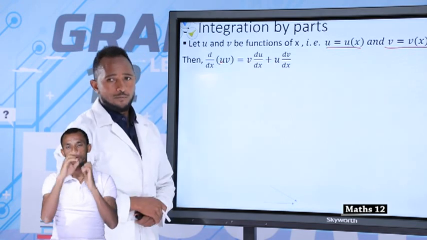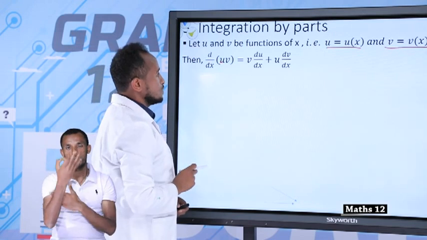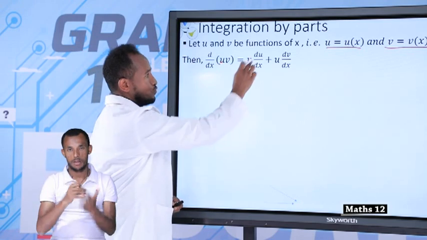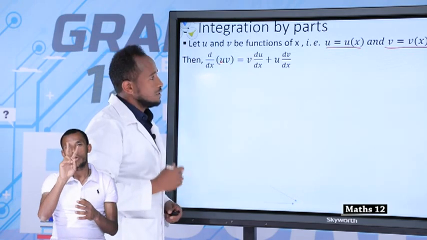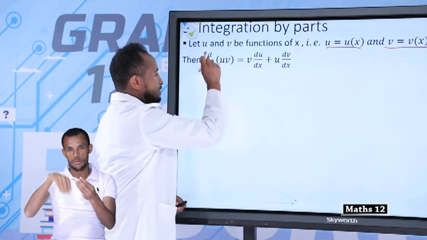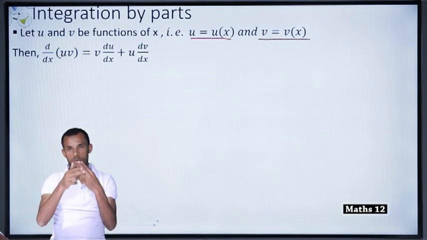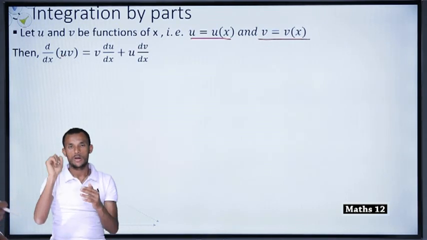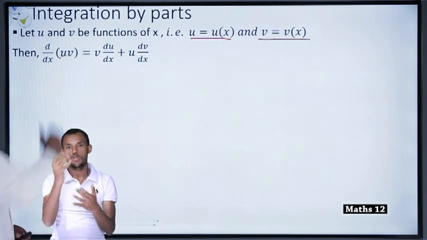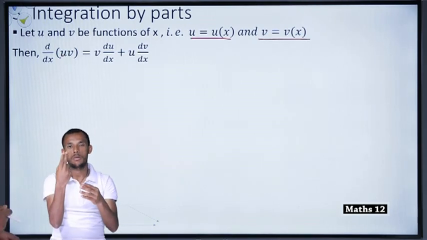If you remember in chapter 3, the derivative of a product of two functions is evaluated using this formula. The derivative of uv is v times the derivative of u, that is v times du by dx, plus u times the derivative of v, that is u times dv by dx. I hope you remember this. From this we can derive the formula for integration of a given function by parts.